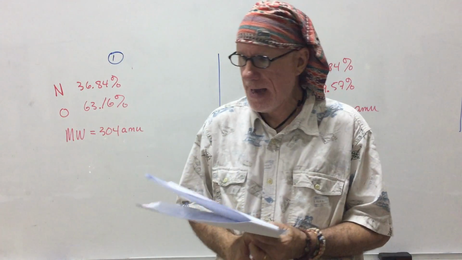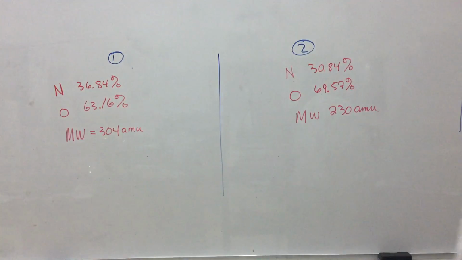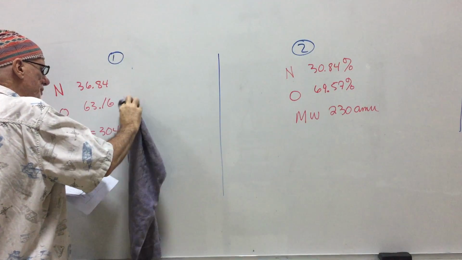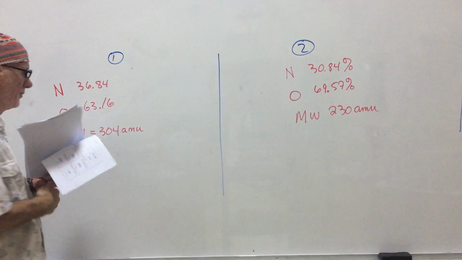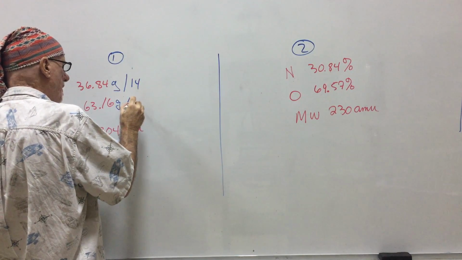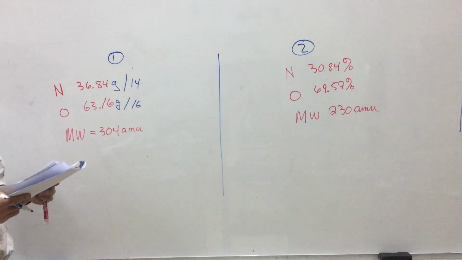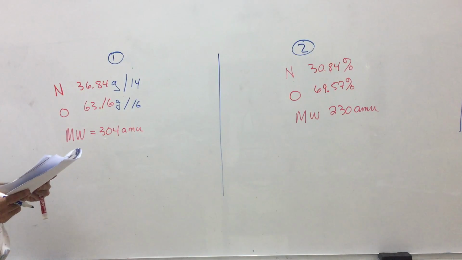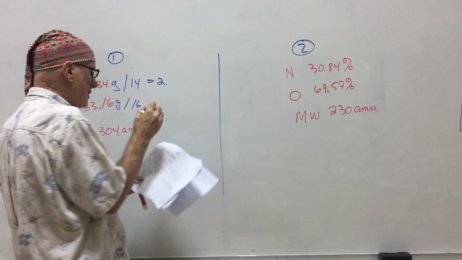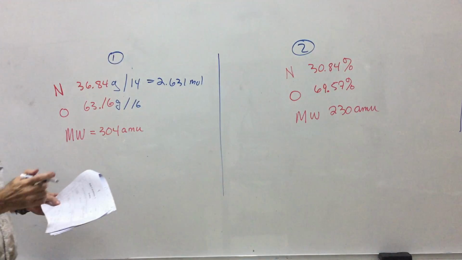Now, again, through the magic of whiteboard technology, I'm looking for an eraser. Let's change this to grams, okay? We're working on 100 grams. Now, I'm going to divide this by 14 and that by 16. 14 because it's nitrogen, and 16 because it's oxygen. So, 36.84 divided by 14 equals 2.631 moles. Okay? And that's of nitrogen.